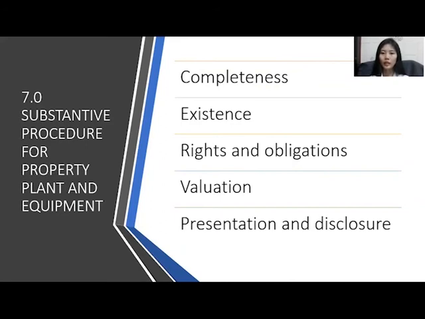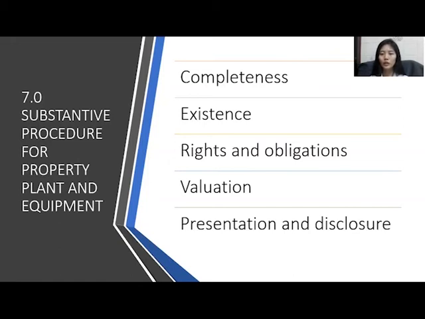Next, substantive procedures for property, plant and equipment. A substantive procedure is a process or task that creates conclusive evidence regarding an audit objective. To qualify as a substantive procedure, enough documentation must be collected so that another competent auditor could conduct the same procedure on the same document and make the same conclusion.